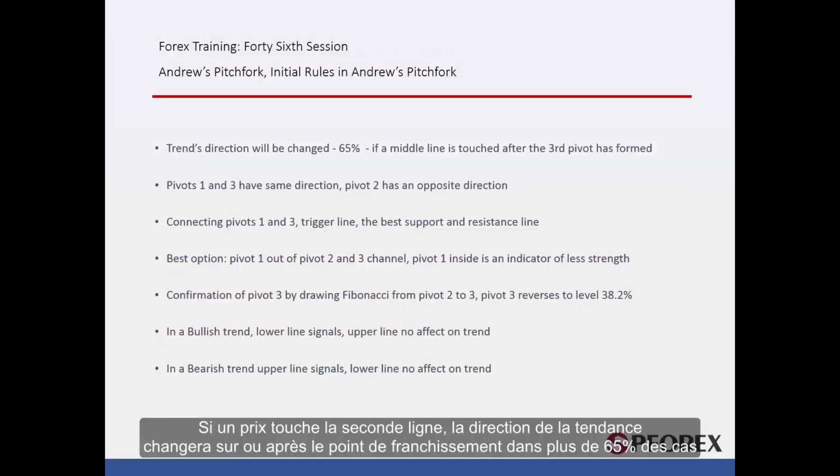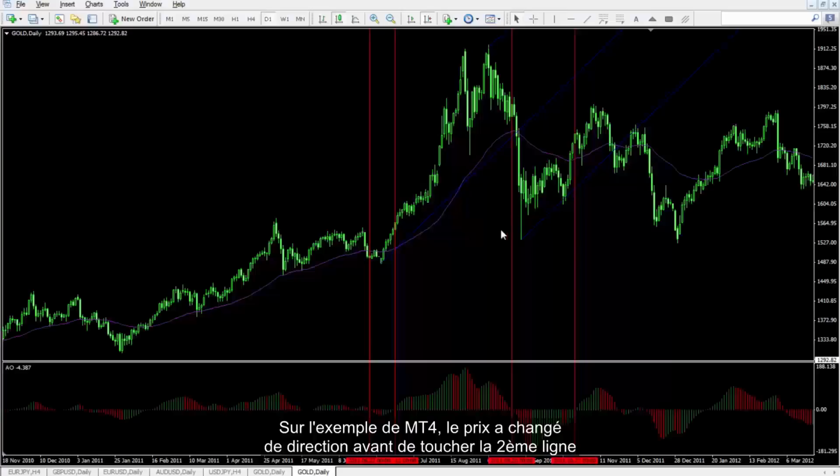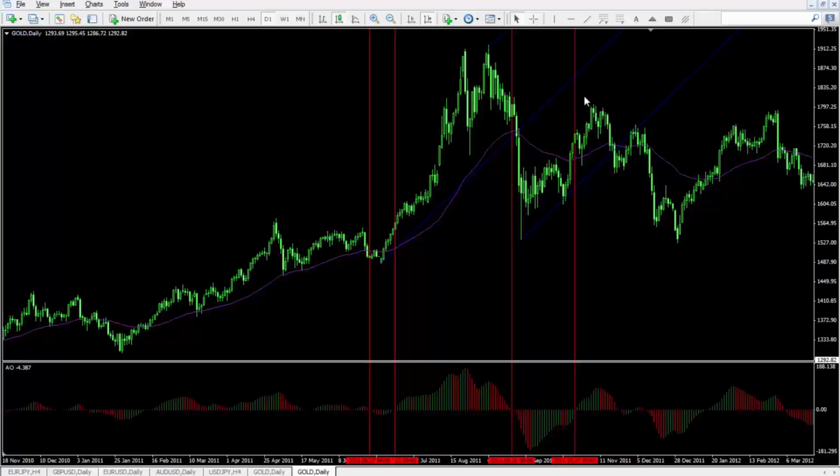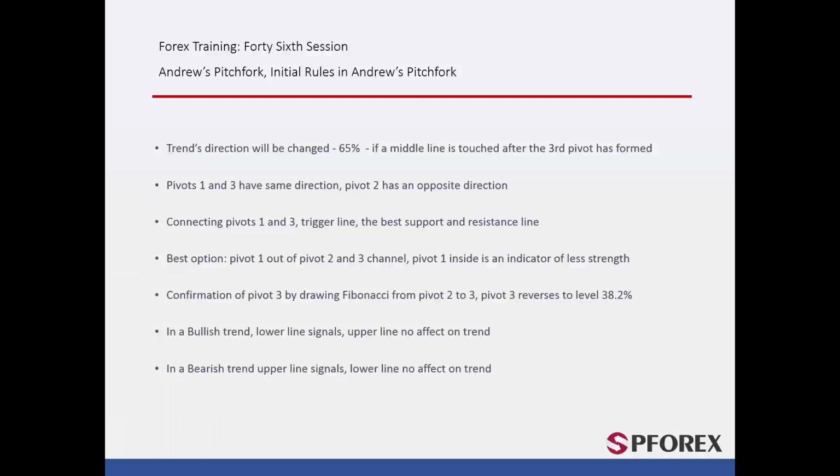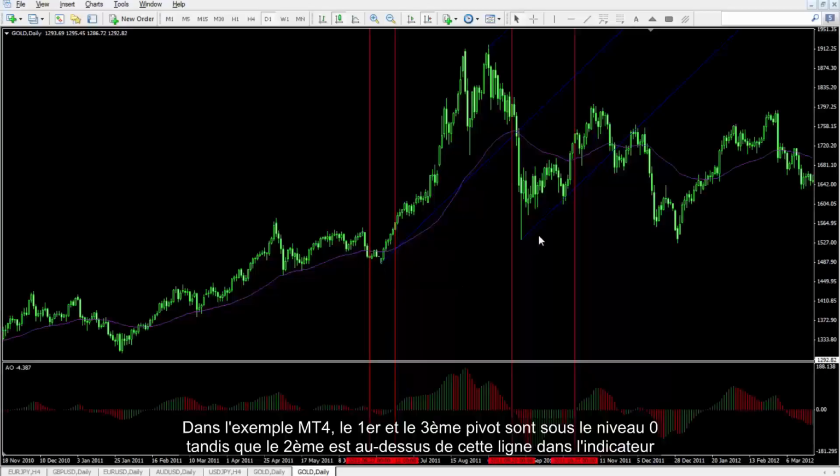If a price touches the second line, the trend direction will change on or after the cross point in more than 65% of all cases. In the MetaTrader 4 example, price has changed its direction before touching the second line. The first and third pivots have the same phase on an indicator chart, while the second pivot has an opposite phase. In the MetaTrader 4 example, the first and third pivots are under level 0, while the second is over this line in the indicator.